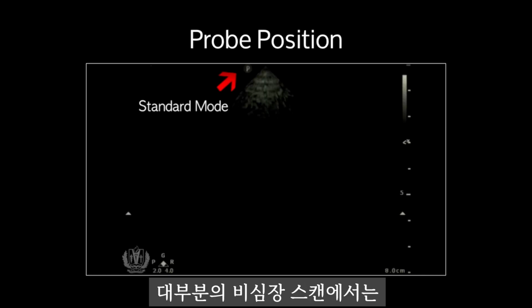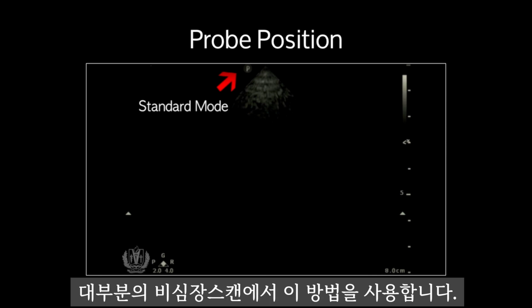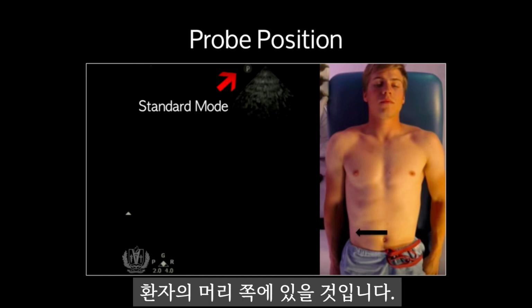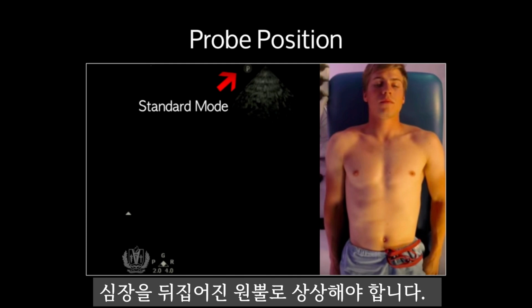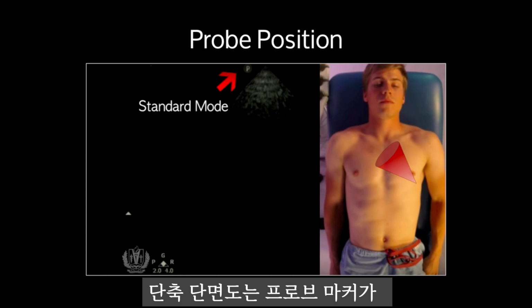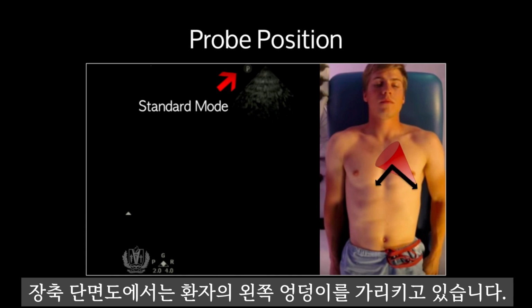You will use the standard mode where the indicator is on the left of the screen for most scans that are non-cardiac. In this convention, the probe marker will either be to the patient's right side or to the patient's head. To get a cross-section of the heart, however, you need to imagine the heart as an upside-down cone. In standard mode, a cross-sectional view or short axis view of the heart will have the probe marker pointing to the patient's right hip and in long axis view to the patient's left hip.